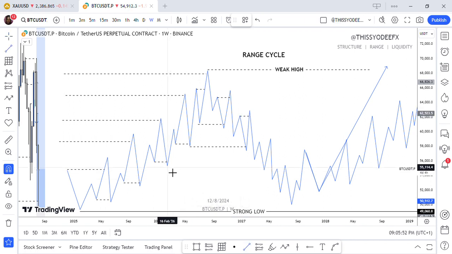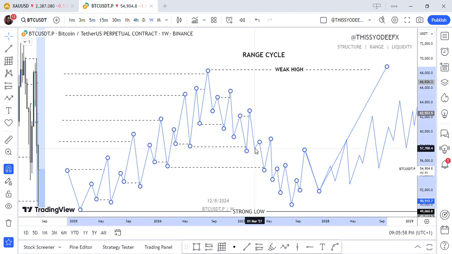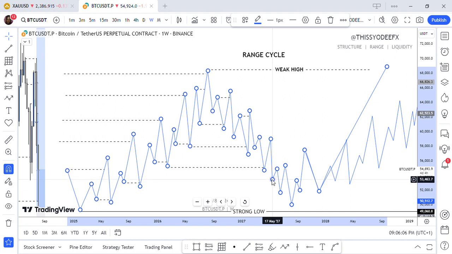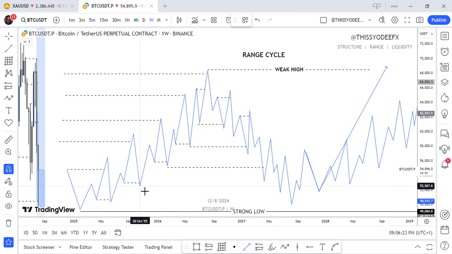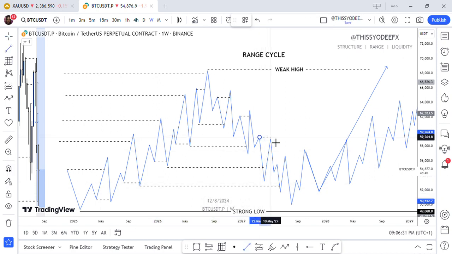Take this out. Go back. Let's do it this way. I want to adjust all this so that you can understand. Now take out structural liquidity, take out internal range liquidity, and go back to sweep structural liquidity.